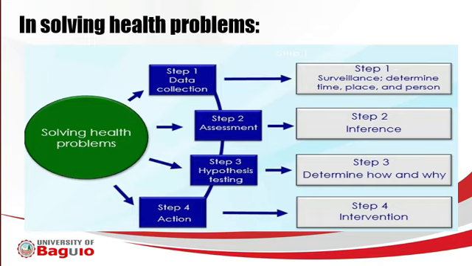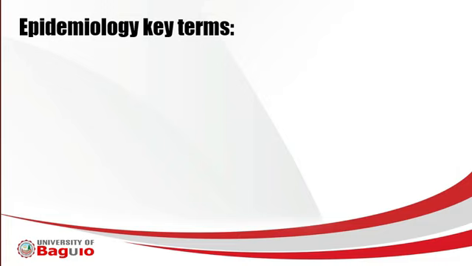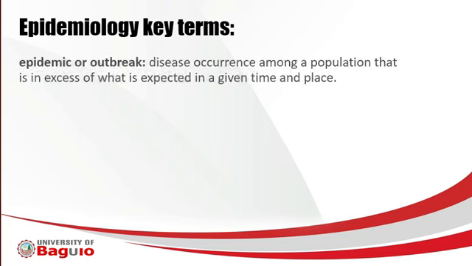My dear classmates, we're going to talk about epidemiology. Again, there are important key terms that we need to take note of. I mentioned earlier that we're going to differentiate the different key terms, for example pandemic, epidemic, endemic. Let's start with the word epidemic. Epidemic is also known as an outbreak. It is defined as the disease occurrence among a population that is in excess of what is expected in a given time and place.